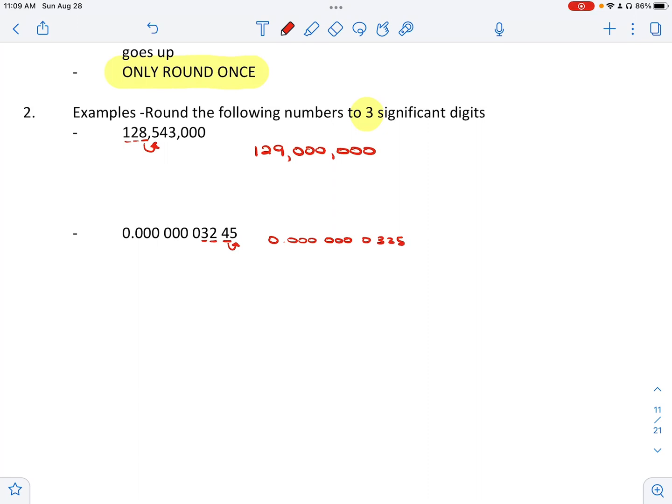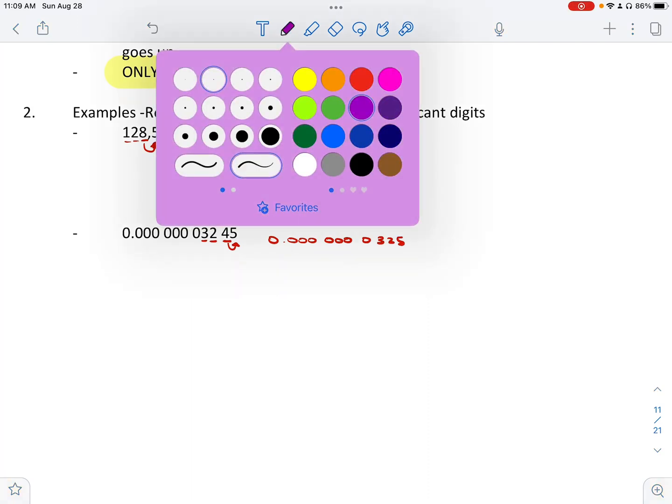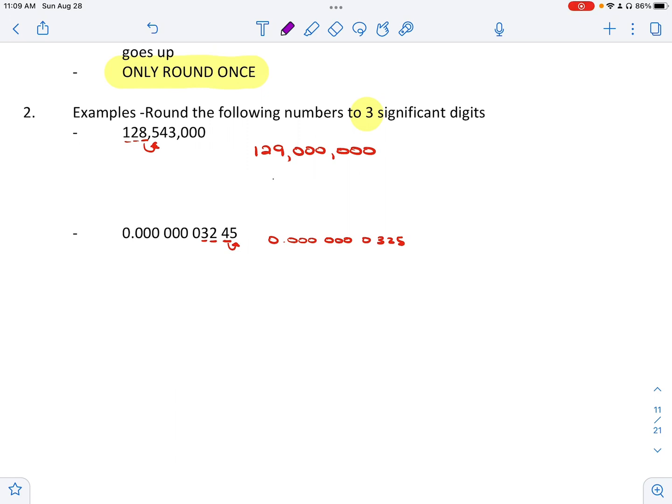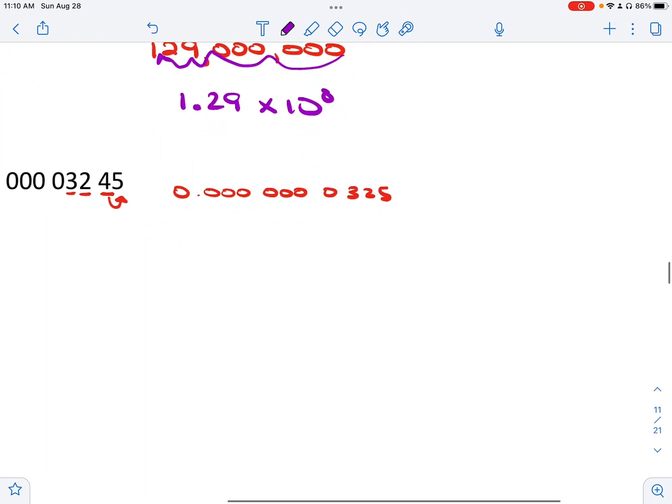Everybody down with that? Now, let's just practice what we did last time, and that is putting numbers into scientific notation. So now, changing this just a little bit, put it in scientific notation. This first one up here is going to be 1.29 times 10 to the 8th. And this next one, I wrote really tiny here, but we're going to have 3.25 times 10 to the negative 8.